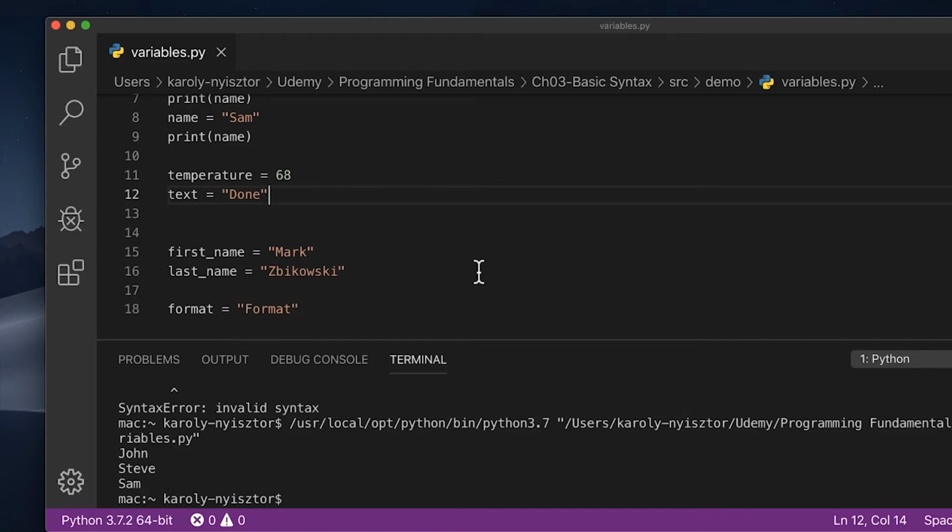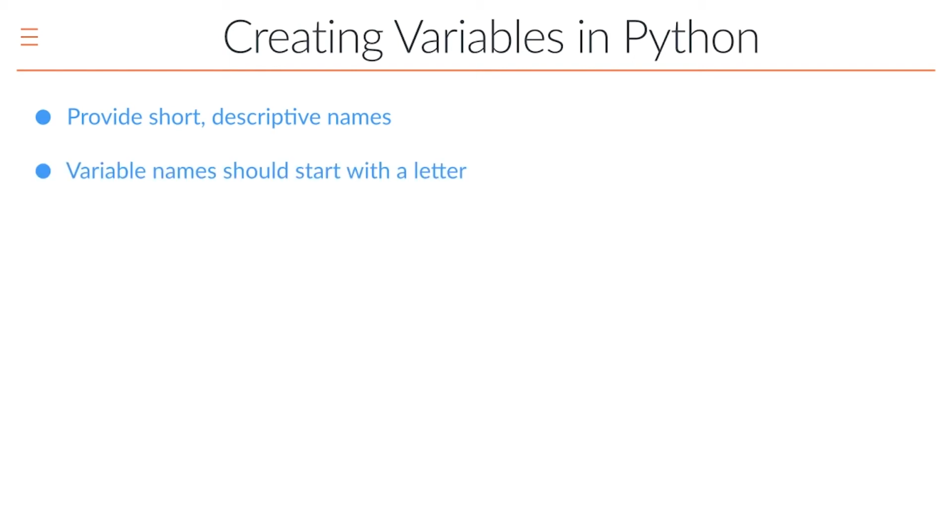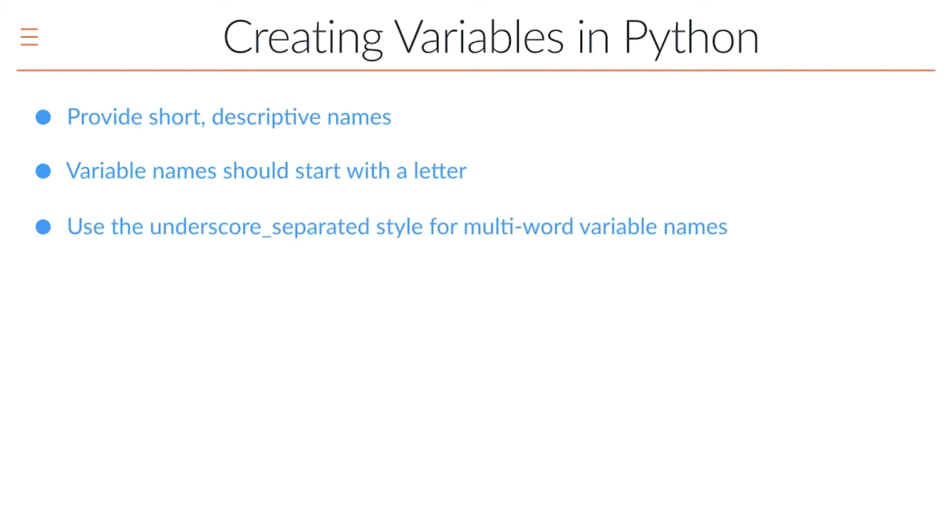All right. Here's a summary of the rules you need to follow when creating your variables. Provide short, descriptive names. Start your variable names with a letter. You can also use underscores, but that's a special case and we'll talk about its meaning later. Use the underscore separated style if your variable name consists of multiple words. Following the standard naming conventions and coding style will make your code look more professional and easier to understand. Now that you know how to declare and name your variables, let's dig deeper into how we can use them.